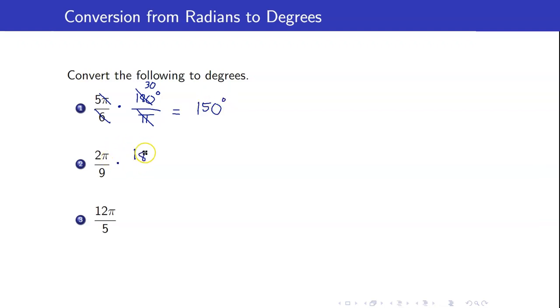2 pi over 9, again, we will multiply by 180 degrees over pi. Pi gets canceled out. 180 over 9 is 20 times 2, we get 40 degrees. And lastly, 12 pi over 5 will give us 180 over 5 is 36. So we're left with 36 times 12, so therefore that is 432 degrees. So notice that this means that you already exceeded one revolution.